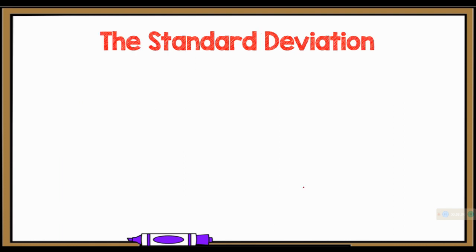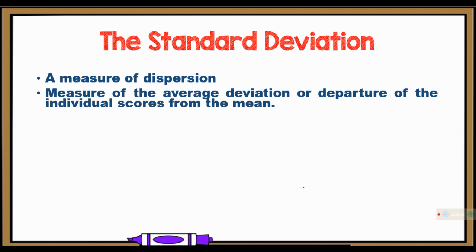Let's continue. The next method will be the standard deviation. It is also a measure of dispersion, of course, and it measures the average deviation or departure of the individual scores from the mean. So this is mean-based, average-based. We have two formulas for the standard deviation. The first is when you are going to find the standard deviation out of a given population. So you're going to use the square root of the summation of x observation minus the mean, squared, over n.